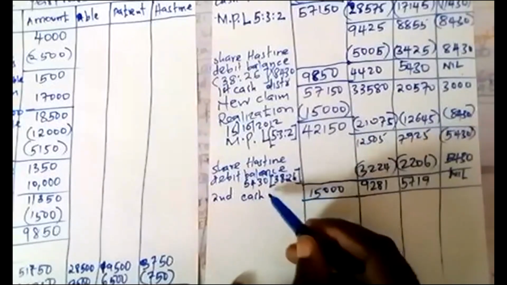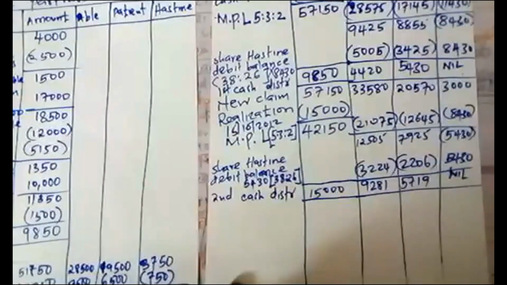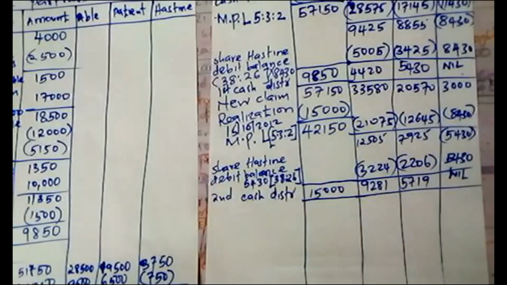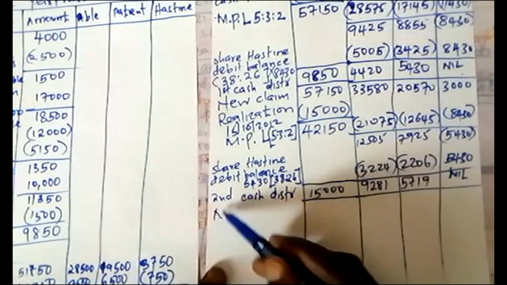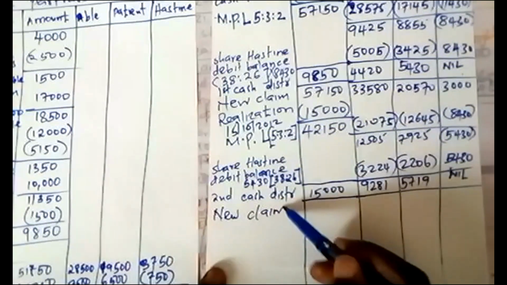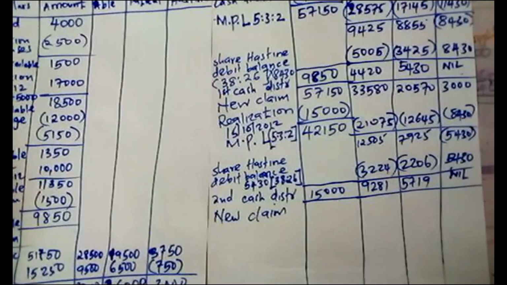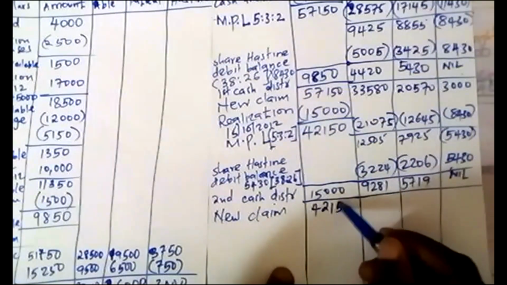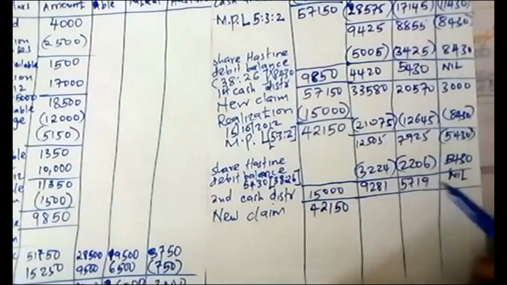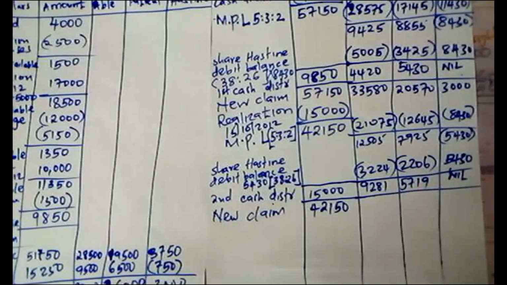So we have done the second cash distribution. After that, we go to the new claim. So the new claim here is, Steve, what is the new claim? $42,150. So this is 42,150. What about Able? 3356. For Able is? 3356. How are you getting the 30?